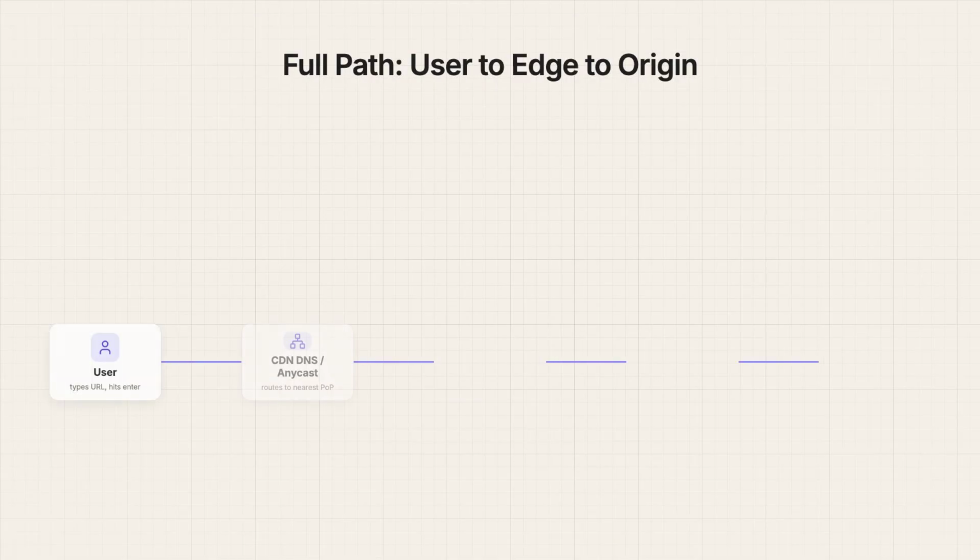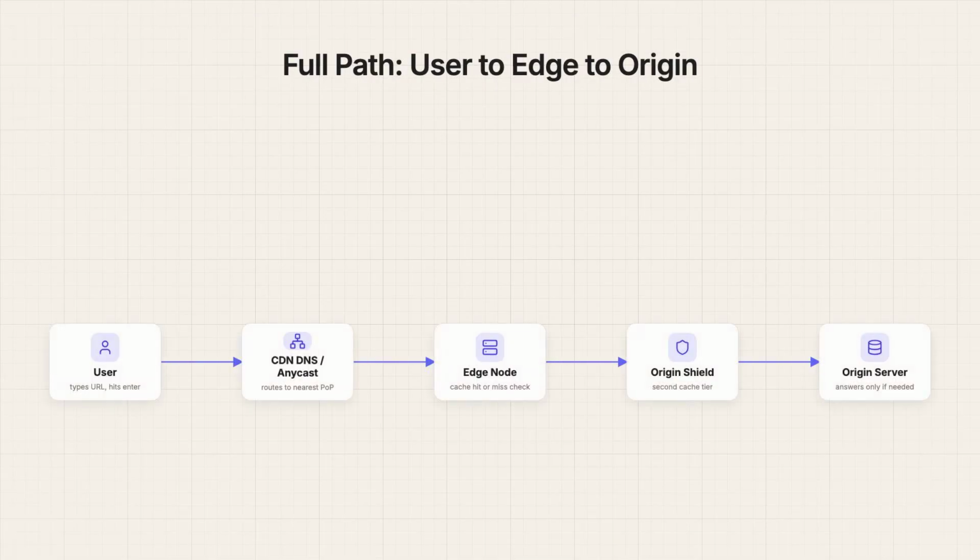Putting it all together, a user types a URL and DNS or anycast routes them to the nearest edge node. The edge checks its cache. On a hit, it responds immediately. On a miss, it asks the origin shield. If the shield has a copy, it returns it. Only if the shield also misses does the request reach the true origin. The response travels back through each layer, caching along the way for the next user.